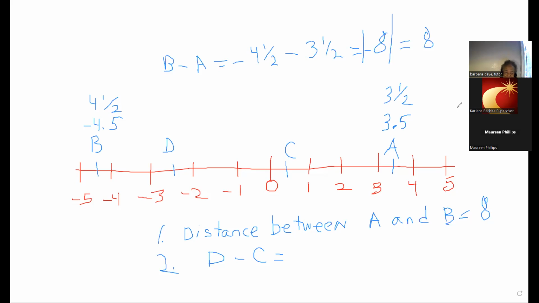Now try D minus C. So what's the value of D, Maureen? What's the value of D? 2.5. Plus or minus? Minus. That's right, minus 2.5. And we could write it as a fraction, minus 2 and 1/2.